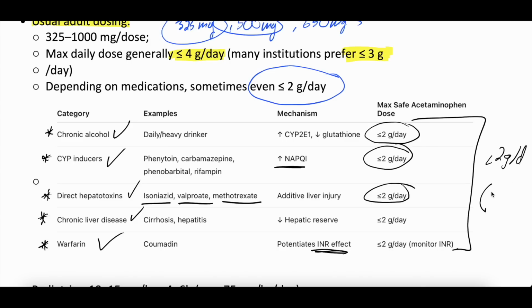Otherwise, the recommendation is either 3 or 4 grams per day total. So keep in mind combination pills, keep in mind the dose of acetaminophen you're taking, and keep in mind what chronic conditions might be out there or other medications that patients are on that might affect the safe maximal dose.